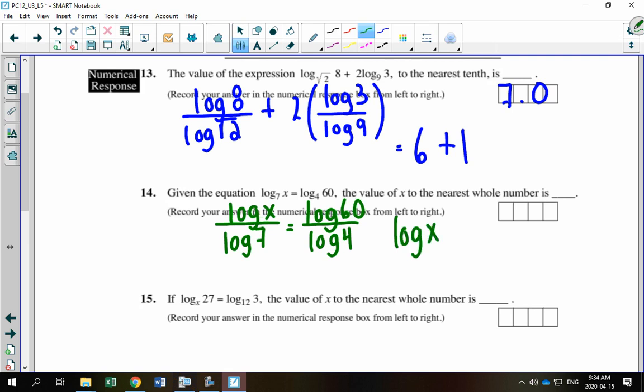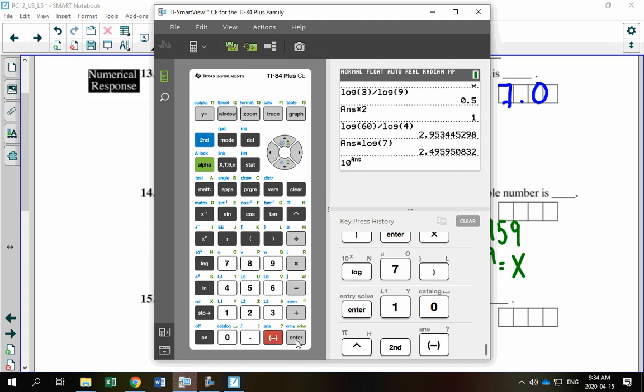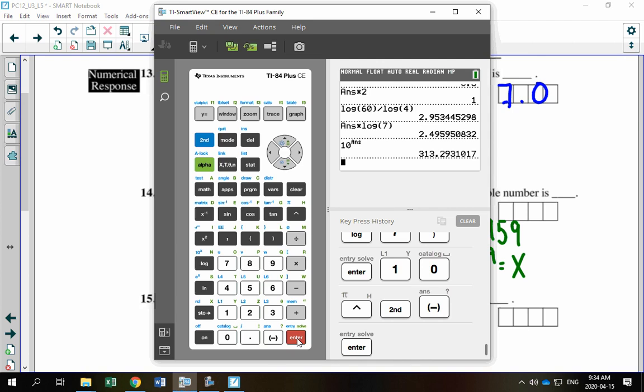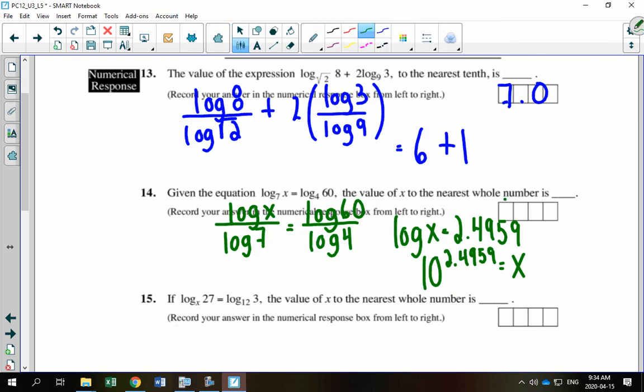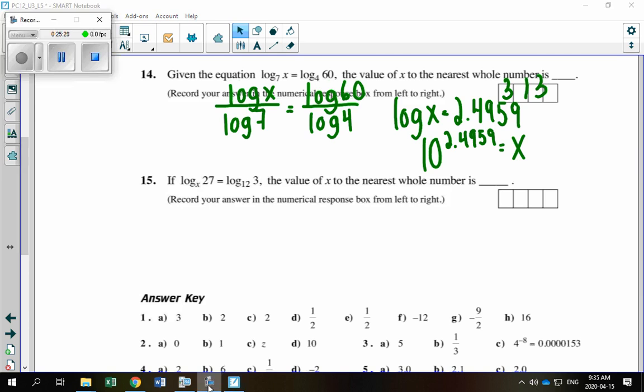Log x is equal to 2.4959. And then if we put this in exponential form, our base is 10. So 10 to the power of 2.4959 equals x. So let's just do that. So 10 to the power of our previous answer. And what are we rounding this to? The whole number. So 313. So again, just more practice with that change of base. Okay, and then 15, very similar, so similar to 14. Okay, so that concludes lesson 5, evaluating logs.